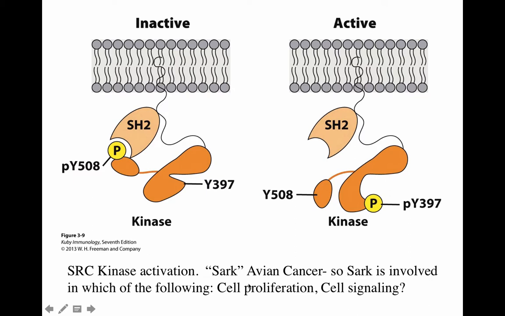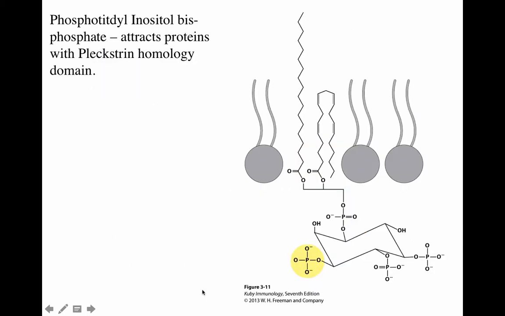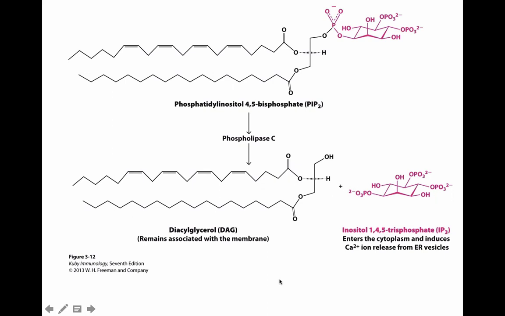I don't know if I want to talk about this too much. You do have SRC or SARC kinases, and they're associated with avian cancer. The poultry industry is really interested in these right now. So SARC's involved in cell proliferation or cell signaling. We really don't know for sure. I think it's more cell signaling that induces cell proliferation. You don't need to know that particular one.